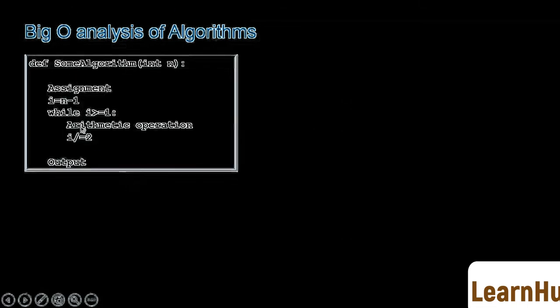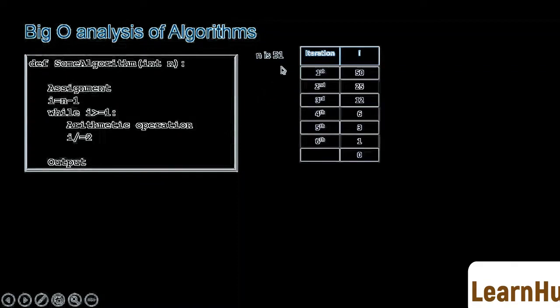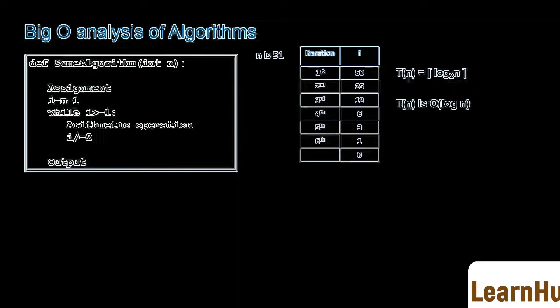Now we'll consider loops in which the control variable is divided or multiplied by a constant in each iteration. Now here in this loop, this control variable I is divided by 2 in each iteration. If the value of n is 51, then this loop will have total 6 iterations. So the number of iterations of this loop is given by log base 2 of n. We have seen that there is no need to specify the base of the logarithm in big O. So we can just say that this algorithm is of order log n.